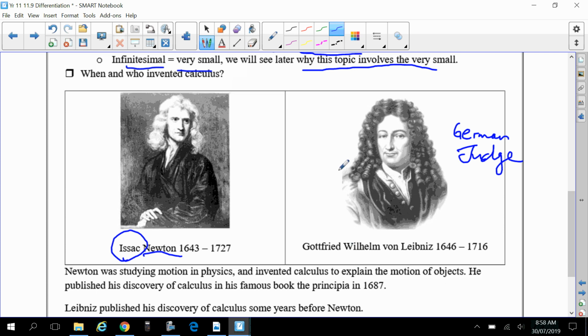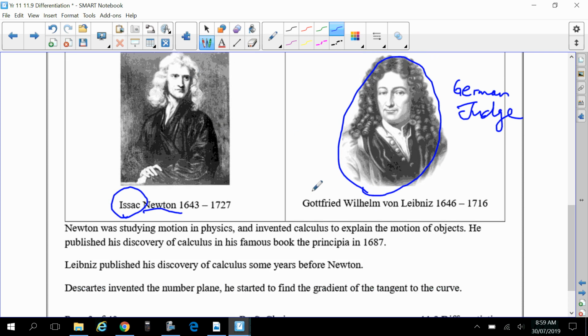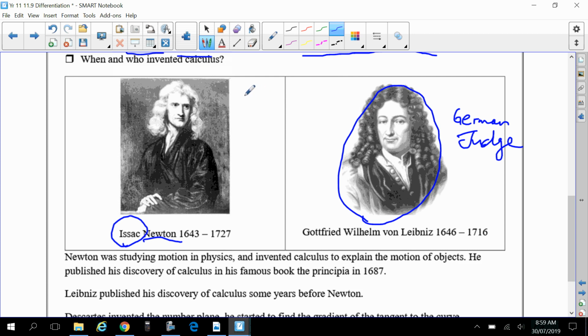Both of these independently discovered calculus, and because they independently discovered it, they came up with different notation. Leibniz expressed his much better, and his notation still survives today. Newton's notation is used more in physics because he applied it to physics, but he was not very good at expressing himself. This guy is very good at expressing himself. This is German, this is English, Cambridge, right? But anyway, you can read the history books.